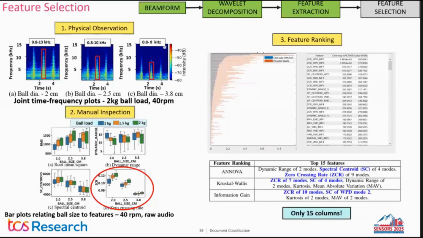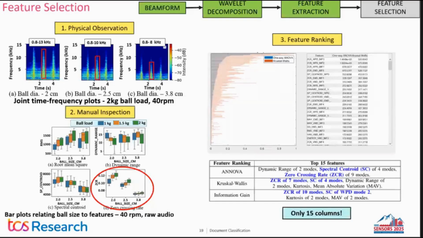So on the top left, you can see 3 spectrograms. Here we have performed 3 separate experiments for different ball diameters. You can see that as the ball diameter increases, the bandwidth of the impact region decreases. So this is our physical observation.